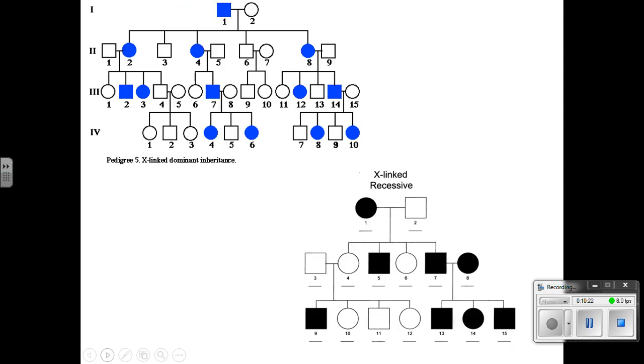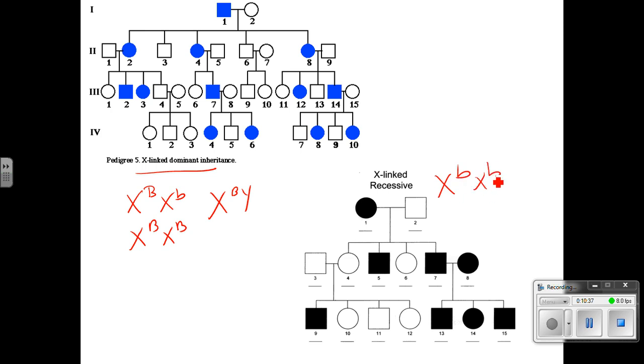So here's a pedigree showing X-linked disorders. This one's X-linked dominant, and so that means to be affected, you would have to be this or this, the female and this the male. X-linked recessive means that to be affected, a female has to be this only and a male this. So you can see an X-linked dominant disorder here.